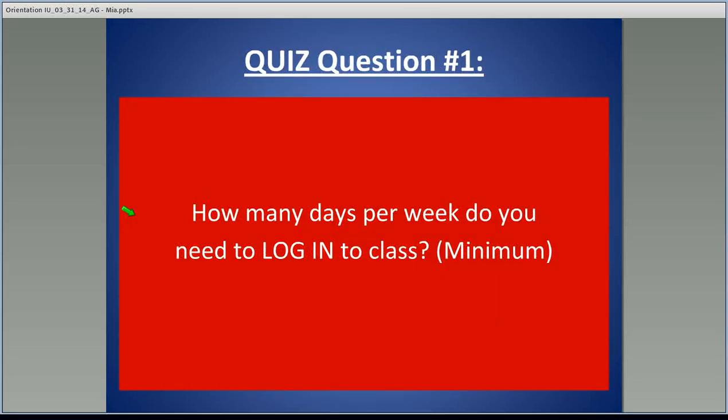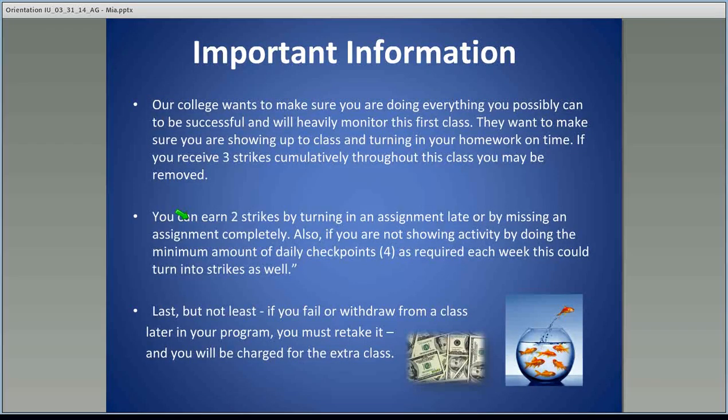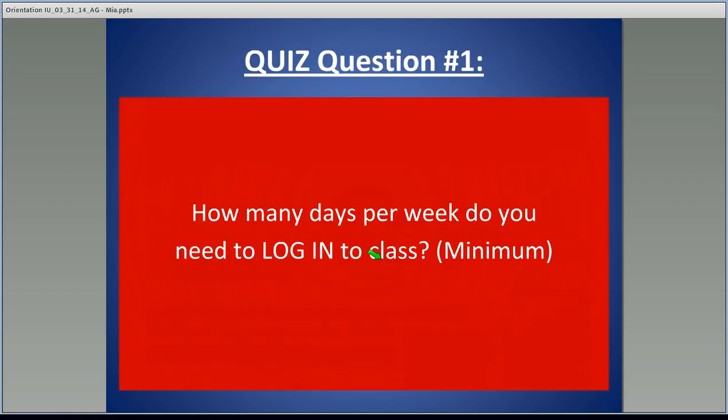Now, we've come to our first quiz question. The first quiz question is, how many days per week do you need to log into class? So if you remember here, we need to complete 4 daily checkpoints required each week. So of course, what that means is that you have 7 days in the week. You could do up to 7, but 4 is the minimum. So go ahead and pause the slideshow to write down this question and the answer.